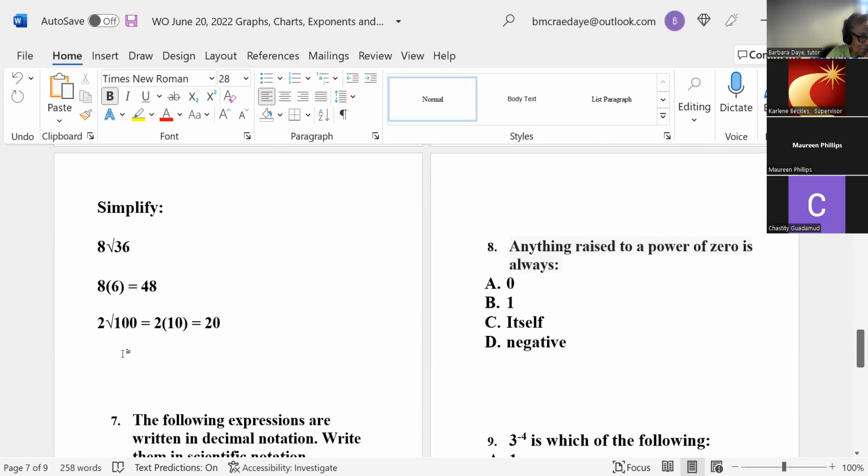Let's try another one. You want to simplify. I gave you 2 times square root of 100. Let's make this one 6 times the square root of, let's say, 98. Okay, Maureen. Tell me the answer for that one.